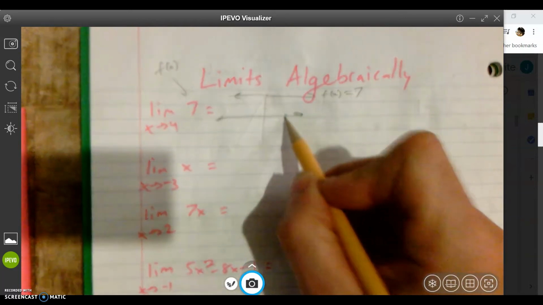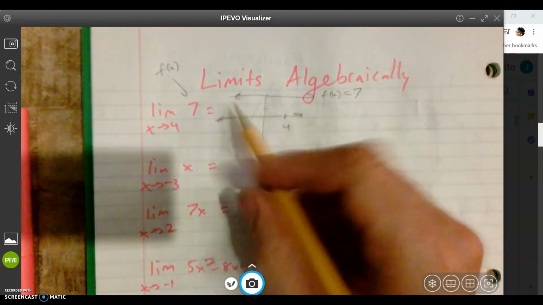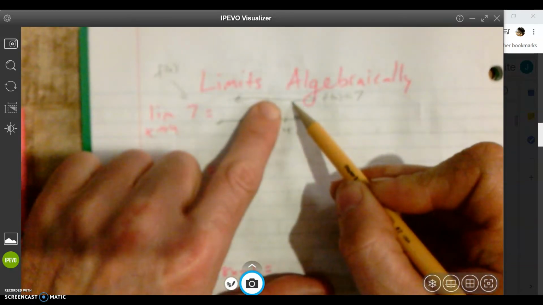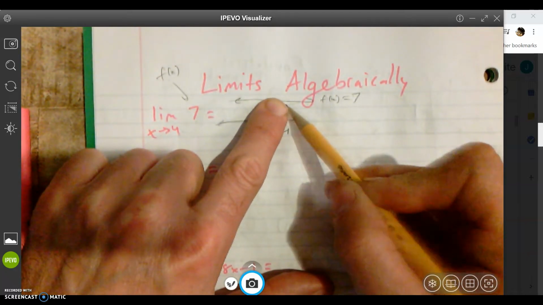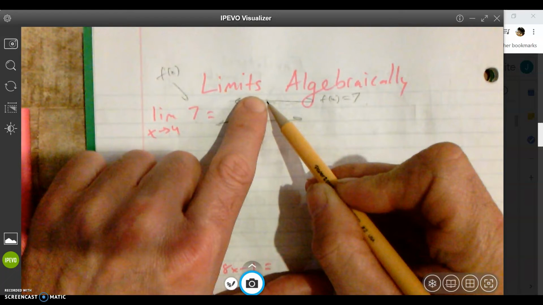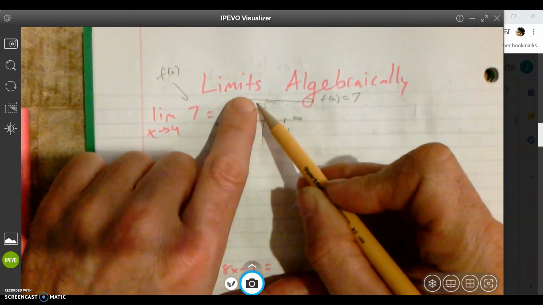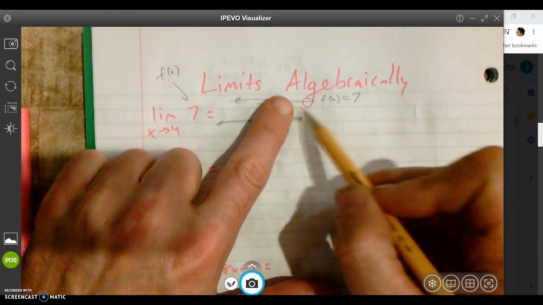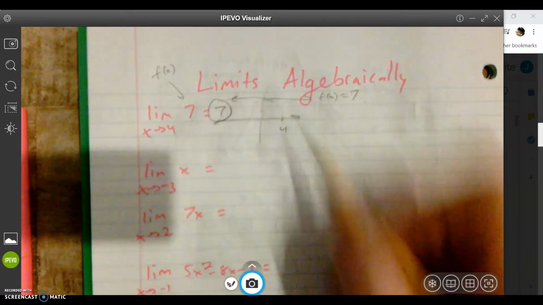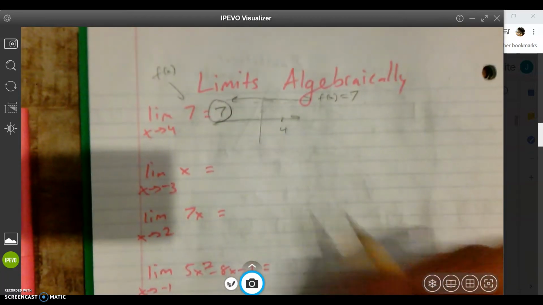When x equals 4, as x approaches 4 from both sides, what's the y value? The y value is 7. In fact, when I'm approaching any number on the x-axis from both sides, I get 7. And so the answer here is 7. Got it.